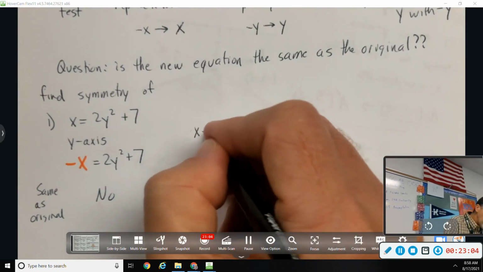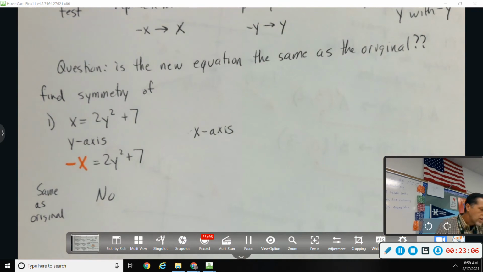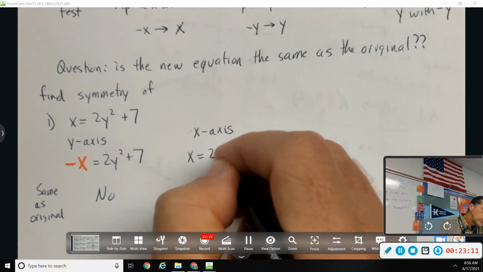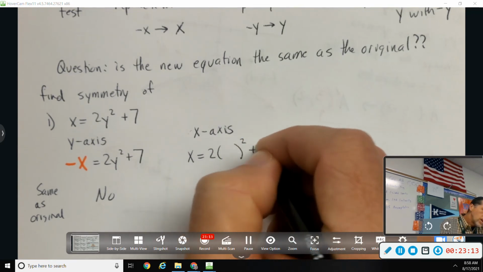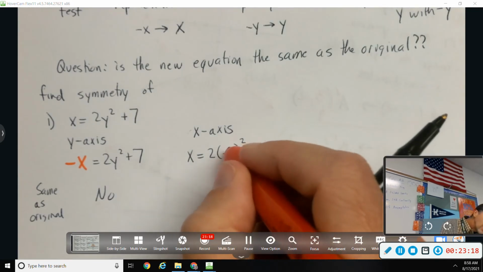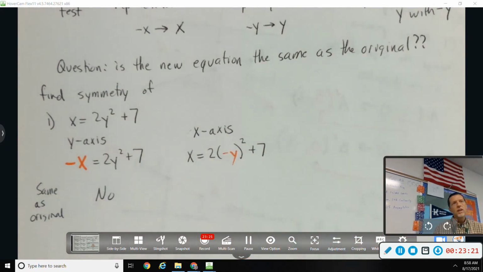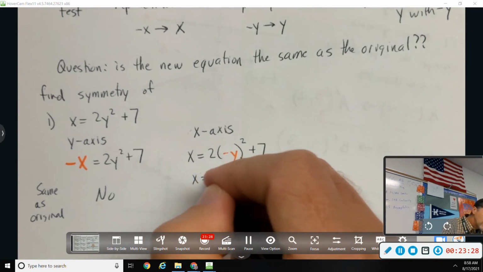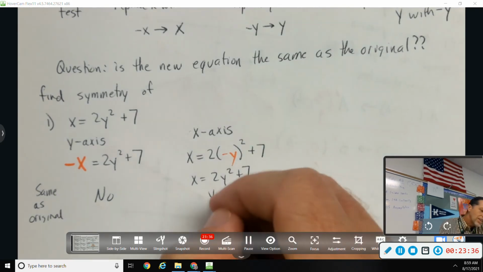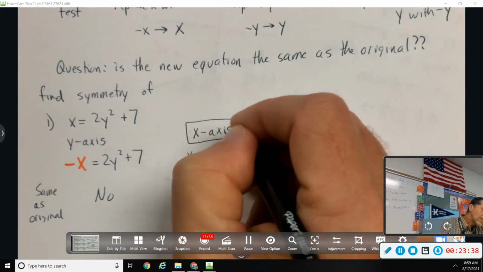Let's try x-axis. So that means negative y in for y. So x equals 2, but instead of y, I'm going to put negative y in there. And what happens when we square negative y? It becomes positive y squared, so x equals 2y squared plus 7. Is that the same as the original? Yes. So this thing does have x-axis symmetry.